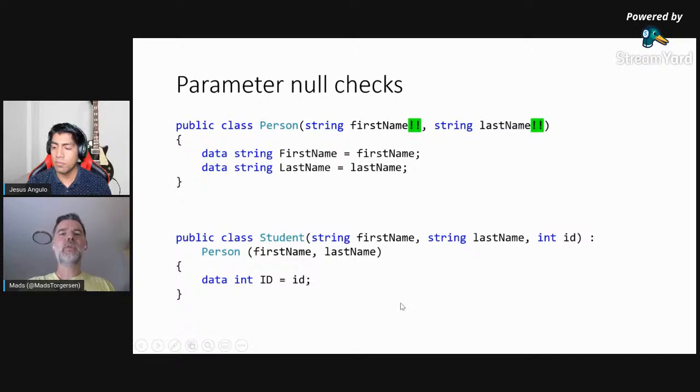So, what if we could say that this non-nullable reference type parameter, we can put some new syntax on it to simply say, please compiler, generate the code to check that it's not null or throw a new argument null exception.